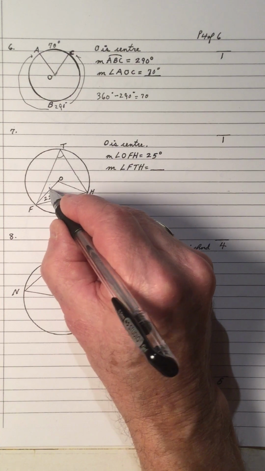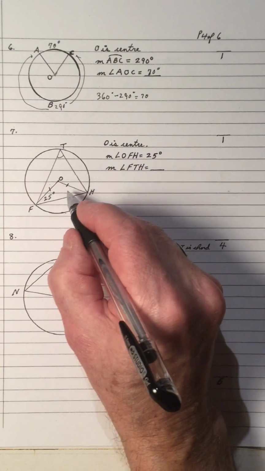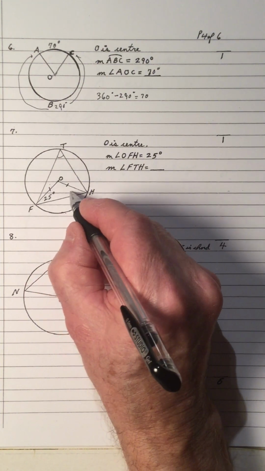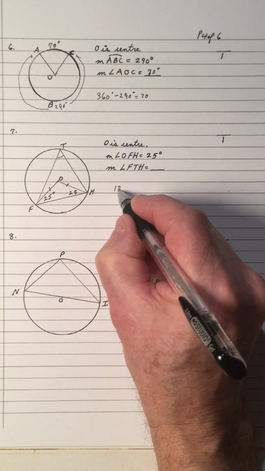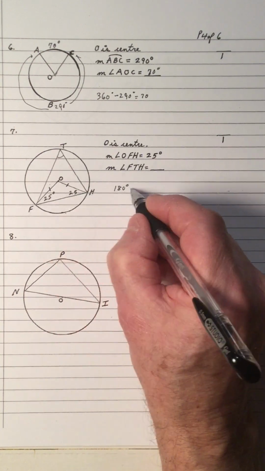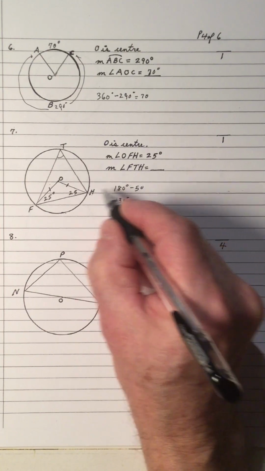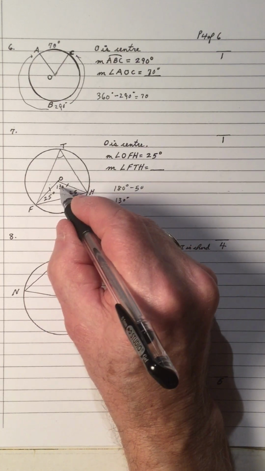So OF is equal to OH because the radii of a circle are equal. Because the 2 sides of a triangle are equal, the angles opposite those sides are equal, so this angle is also 25. So 180, and 25 and 25 is 50. So that means that this angle right here at O, the central angle, is 130.